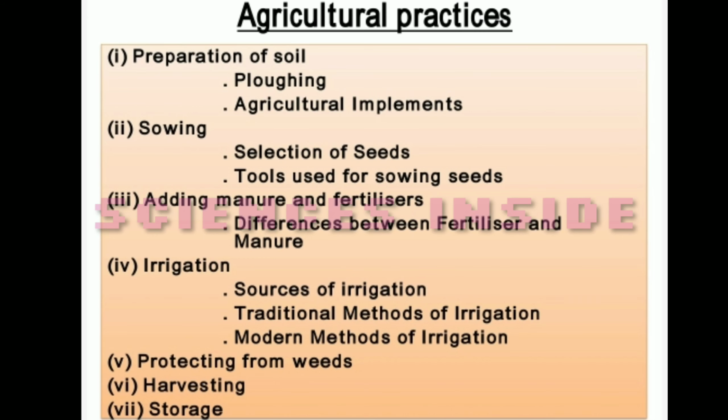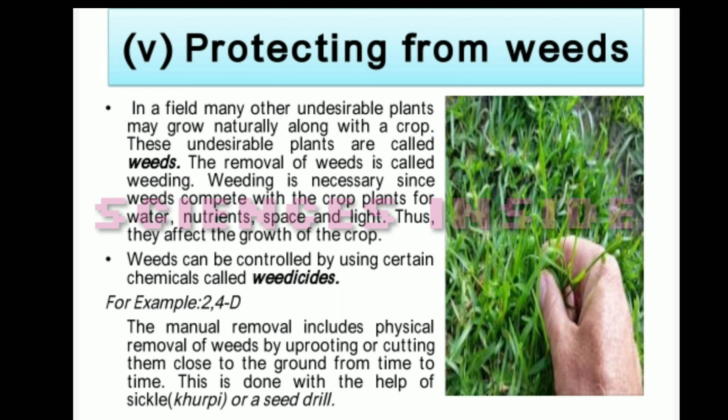In the previous videos, we discussed various agricultural practices like preparation of soil, sowing, adding manure and fertilizers, and irrigation. This video will be based on protection of plants from weeds, harvesting and storage of the crop. So let's study about protecting the plants from weeds.